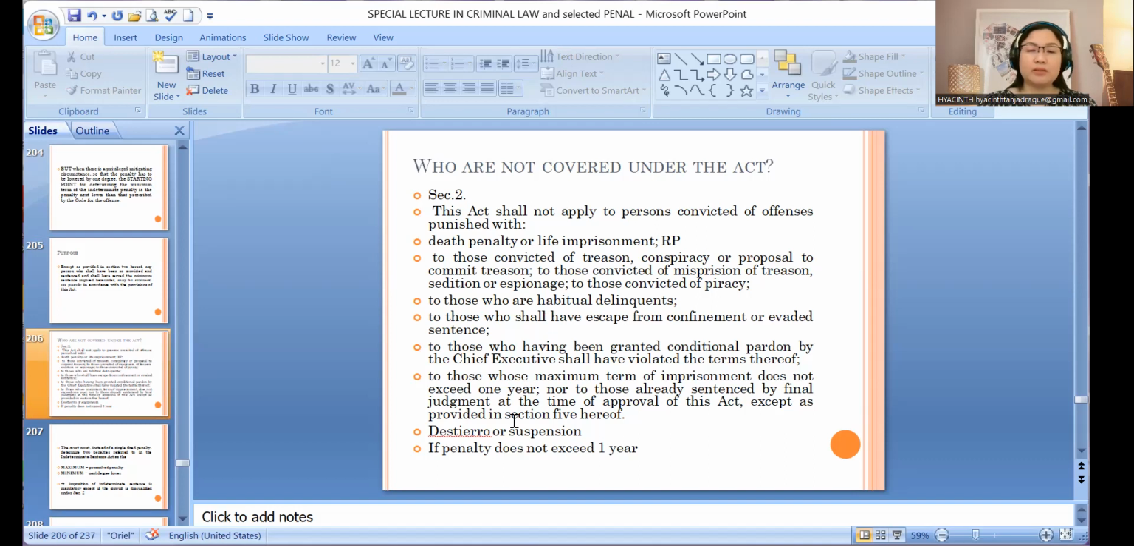And if the penalty, in other words, to those whose maximum term of imprisonment does not exceed 1 year, the imposition of the ISL shall not apply as provided under Section 2. In other words, it shall be mandatory for as long as you are not included in the enumeration in Section 2.